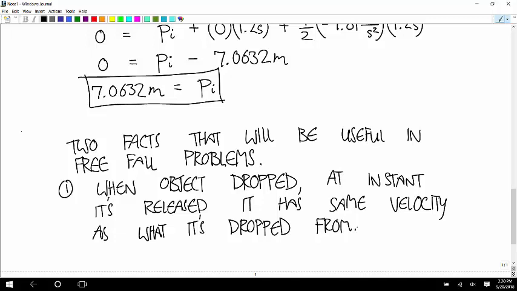So we can't do it yet in one-dimensional motion, but we'll be able to do it in two-dimensional motion.